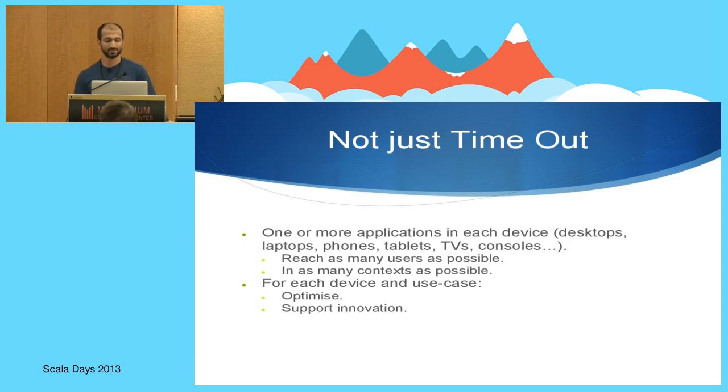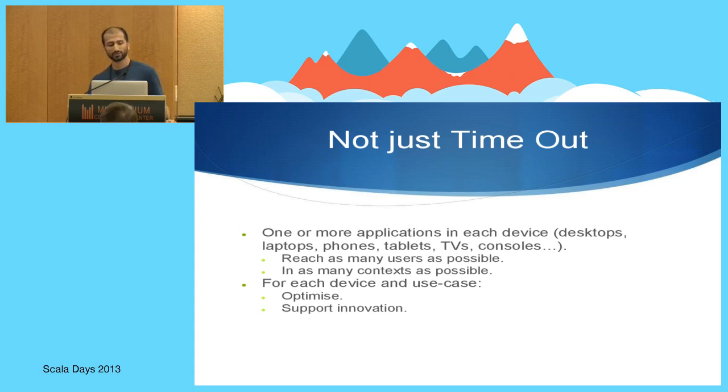Of course, this particular situation is not just a Time Out situation. Many companies these days need to have an API that targets multiple devices. Companies want to reach as many users as possible, and they want to reach users in as many contexts as possible. And when you consider that mobile devices often have more restricted bandwidth, then it's important to provide a flexible API, where you can constrain what you return and optimize for each device and use case.